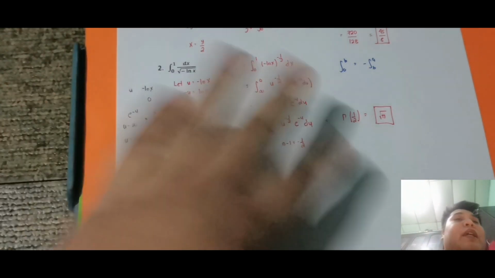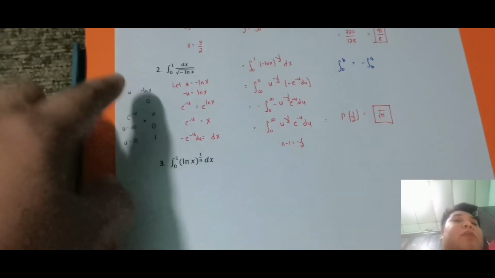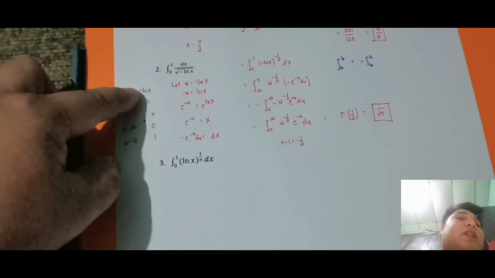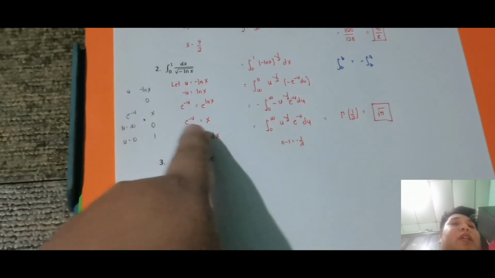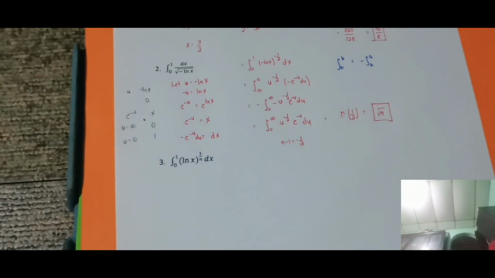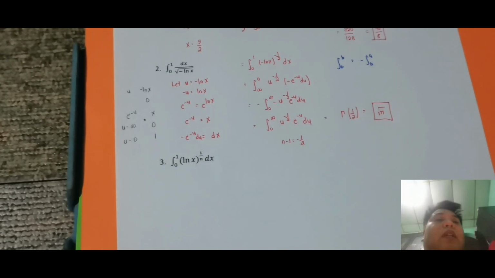Okay, ganun siya kasimple. Pwede naman itong gamitin sa task, kaso medyo mahirap i-evaluate, kasi ln of 0 is hindi possible. ln of 1 yung pinaka-possible. Kaya ginamit ko na lang itong e raised to negative u tapos x. Kaya dyan mas madali siyang ma-observe. Okay, so next, number 3.